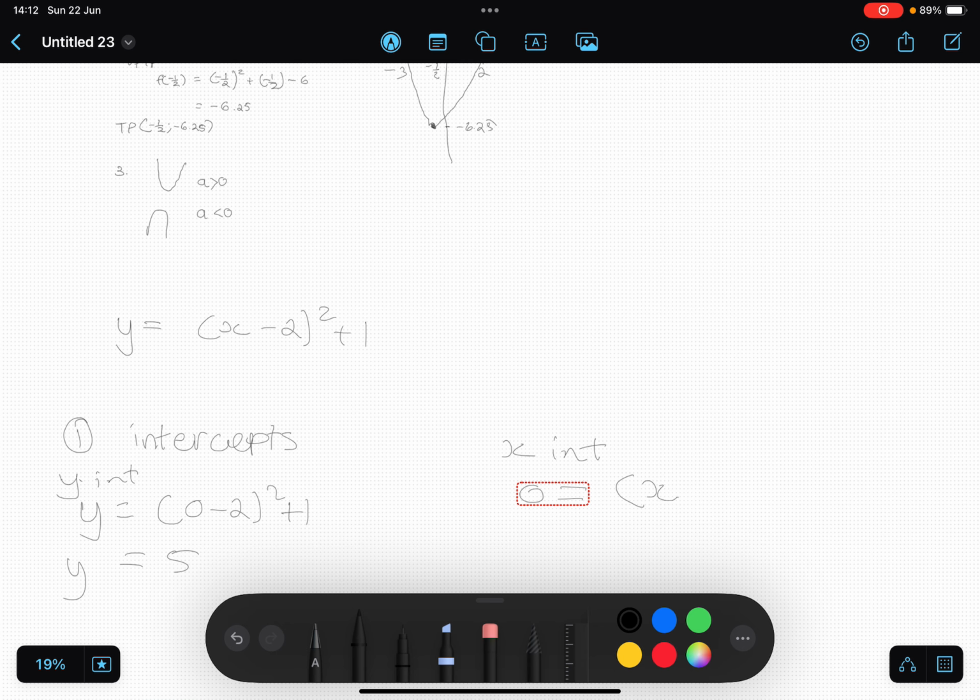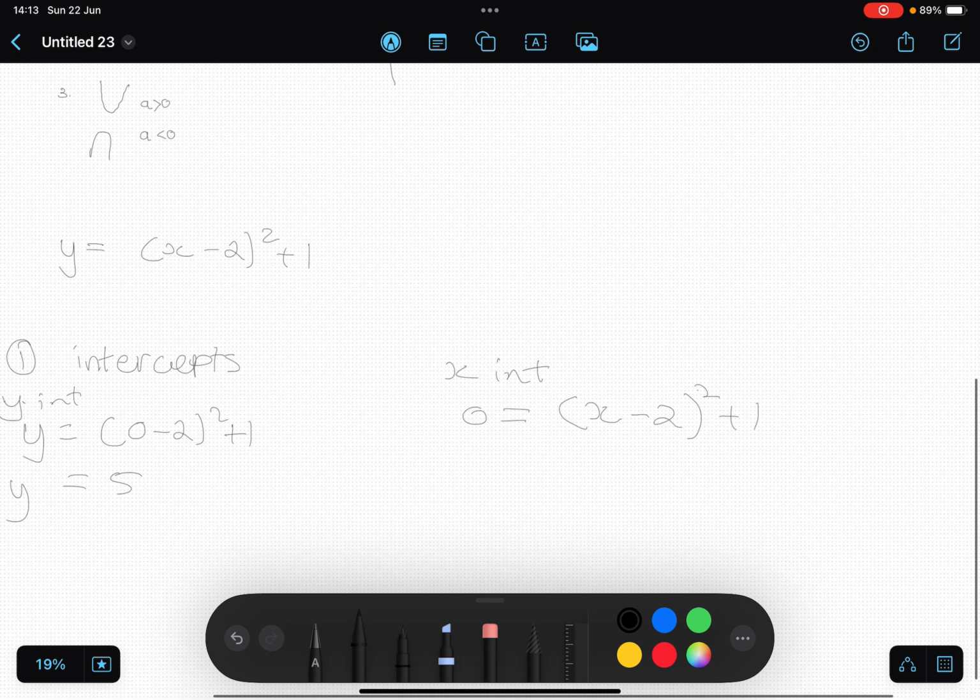Let's solve. So your first step is always intercepts, then you go to turning point. Step 1, intercepts. Step 2, turning point. Step 3, shape of the graph. Step 4, draw the graph. So now what is happening here? Well, I'm going to take this thing over and solve it with the square root method.